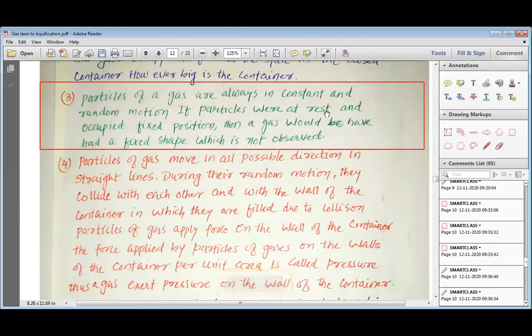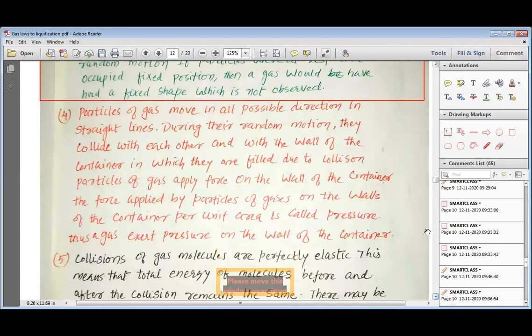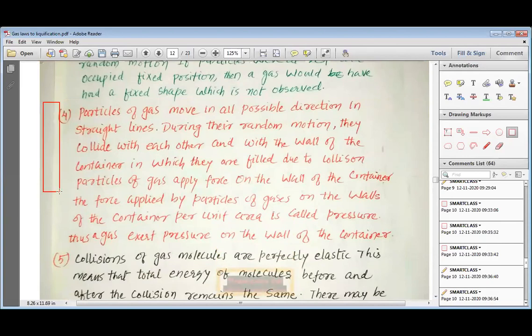If particles were at rest and occupied a fixed position, then a gas would have had a fixed shape, which is not observed. So my dear students, the particles of gas are not at rest, they are continuously moving, and as they are continuously moving, their shape is not fixed, their motions are random and in all directions. Please remember this point. It is also a very important point for us to study. Then we have the next postulate, my dear students.